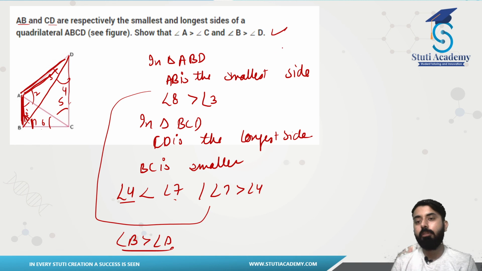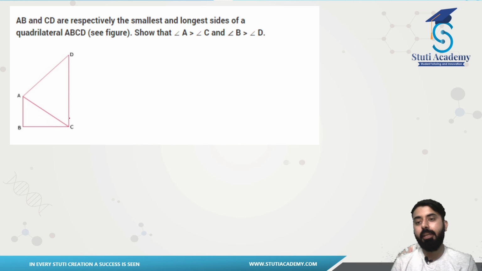So you have done half the portion. Now come to the remaining part. Let's erase this and come to the remaining point. Now we have to show that angle A is greater than angle C. So let's just consider these two. Let's join this firstly, and this is 1, this is 2, this is 3, and that is 4.